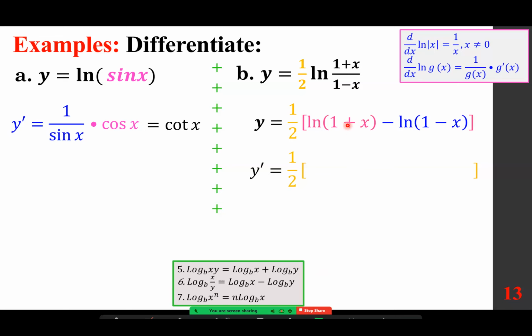Now what happens to this one? Flips over. 1 over 1 plus x times the derivative of the inside by the chain rule is just 1. So even if you don't write it, it works, but it's a good practice that you write it so you remind yourself what you need to do, especially now for the second case, because it does make a huge difference, everybody, if we make a mistake.